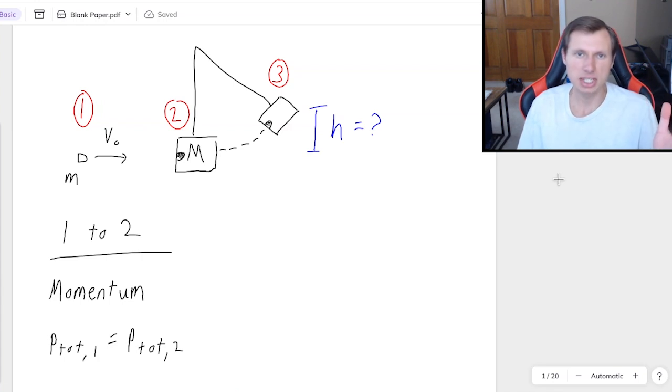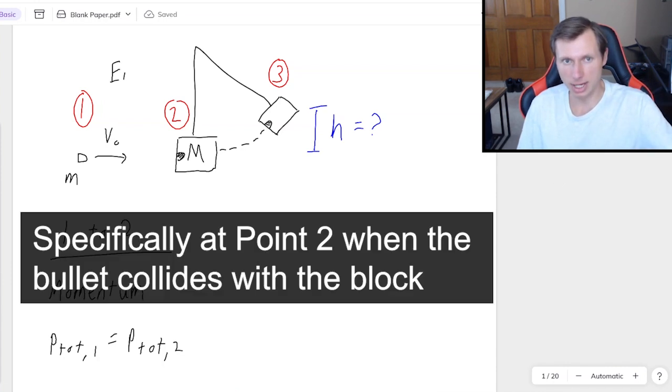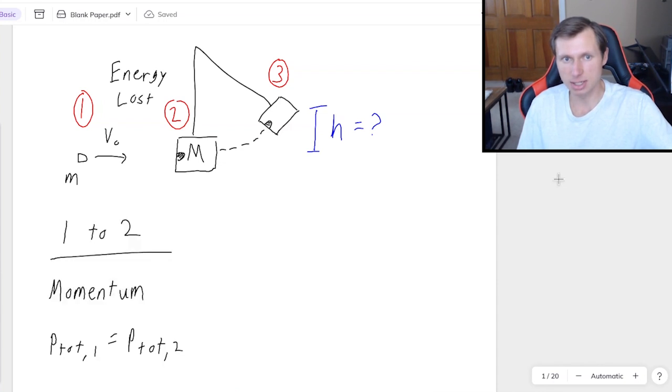Now the next thing I'm going to say is going to confuse you, so I'm going to say it a couple times. Listen closely. Energy is lost from point 1 to point 2. And I know that because it's a perfectly inelastic collision, and that means, first of all, they stick together, and secondly, it means that energy has to be lost.